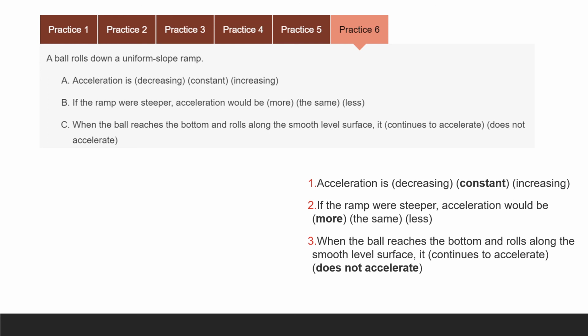What is increasing actually is the velocity of the object. But remember that acceleration will remain the same. Number 2, if the ramp were steeper, acceleration will be more. Of course, if we are making the ball move faster, we are increasing the acceleration of the object, so it will be more. And lastly, we have number 3. When the ball reaches the bottom and rolls along the smooth level surface, it does not accelerate anymore, since there are no more forces acting to speed it up.